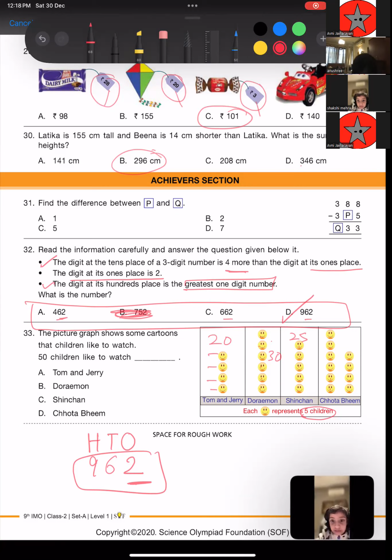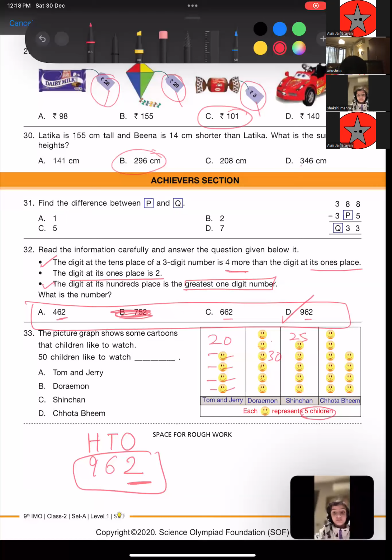Correct. But don't do this conversion. Don't do this multiplication. You can simply see these smileys and at the end, you can multiply 5 to it. Okay. So the picture graph shows some cartoons that children like to watch. 50 children like to watch which of these?